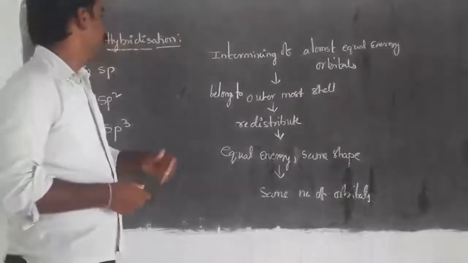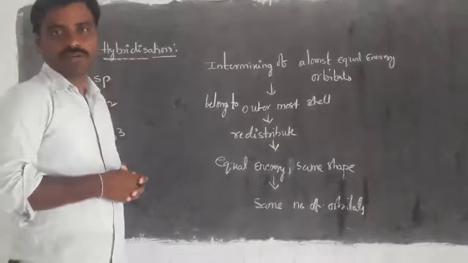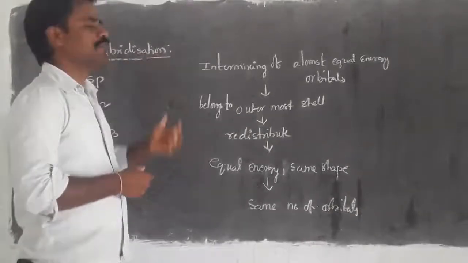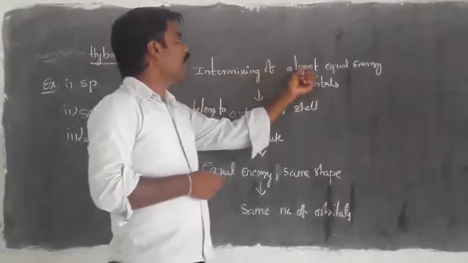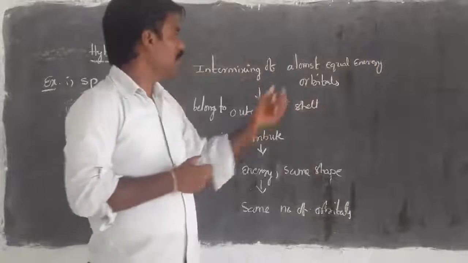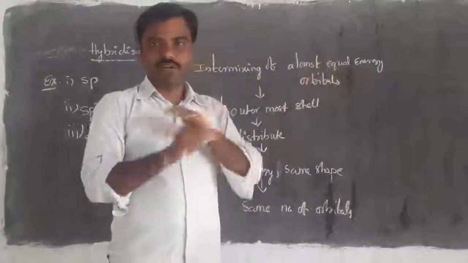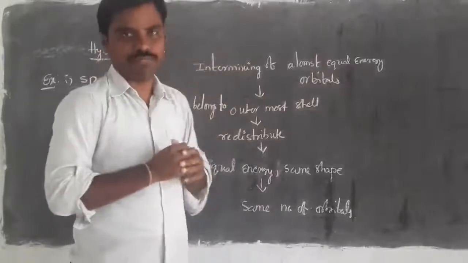Yes, children, today's concept is hybridization. It is very important in carbon compounds. So what is hybridization? It is a process of intermixing of almost equal energy orbitals, but not exactly equal, it is almost. That means nearby energy orbitals.